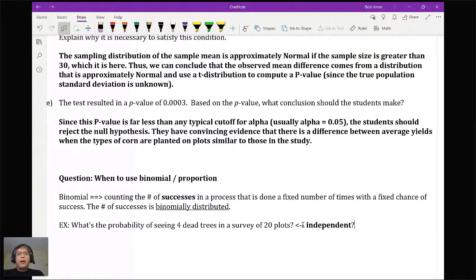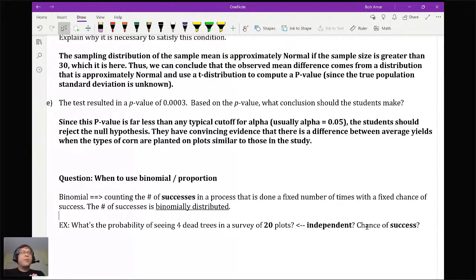Okay. A fixed number of trials, that's the N. And then there you go, a fixed chance of success. Okay. And I'd have to know what the chance of success is. So that's what some teachers do.